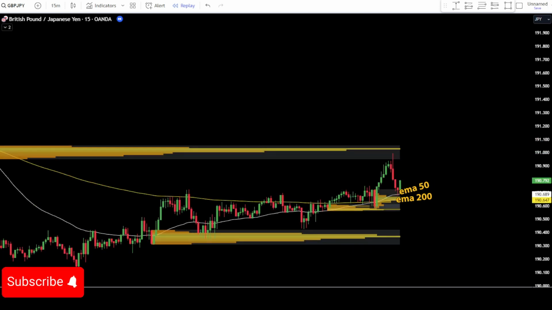If the EMA 50 crosses or is above the EMA 200, it indicates a bullish trend. Focus on finding the best entry point to place a buy order.